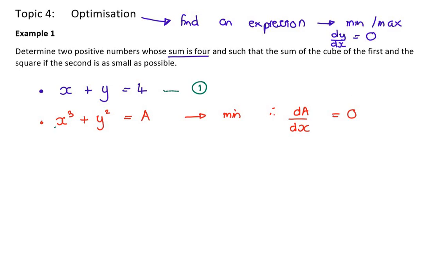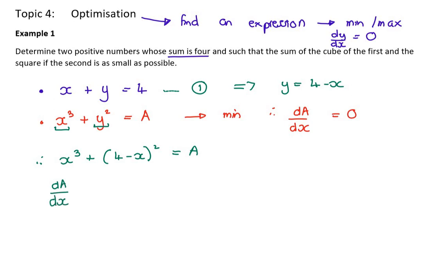Now, do I want to replace x or do I want to replace y? Now, y is squared, so I prefer to replace y. So if I go from number 1 over here, this implies if I replace y, y is equal to 4 minus x. So therefore, another expression for a could be x cubed plus (4 minus x) squared is equal to a. Now, there are multiple ways that you could proceed here. You could multiply that out, but don't forget this is AP Maths, and therefore you can find the derivative of a with respect to x, because you're welcome to use the chain rule and the product rule and the quotient rule.